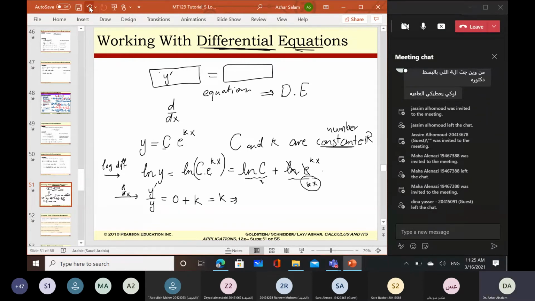So I have here y dash divided by y is equal to k. So I will write y dash alone on one side, equal to ky. This is a differential equation. This is a very common differential equation, and its solution is this equation.